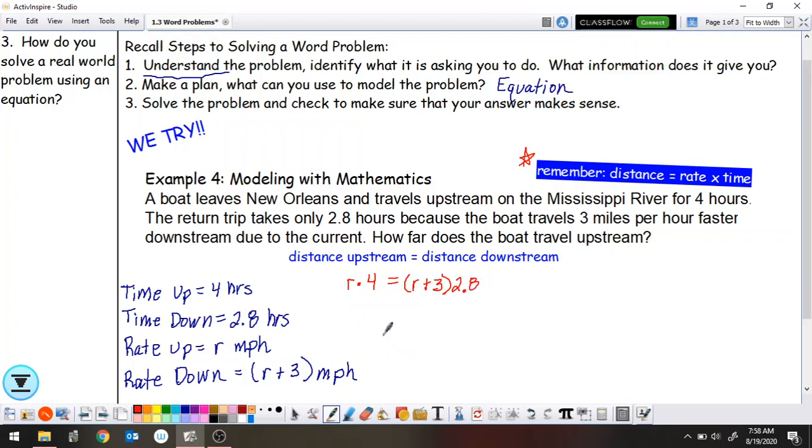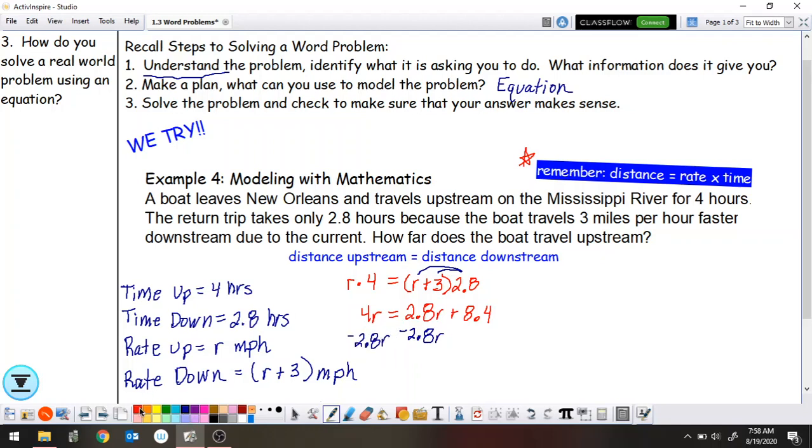And then I can simplify each side of the equation, so we have 4r equals, on the right side of the equation, we will need to distribute the 2.8. So that is 2.8r plus 8.4. Then we want to isolate the variable to one side of the equation. So I'm going to subtract 2.8r from each side.